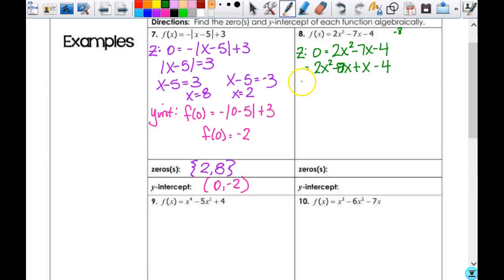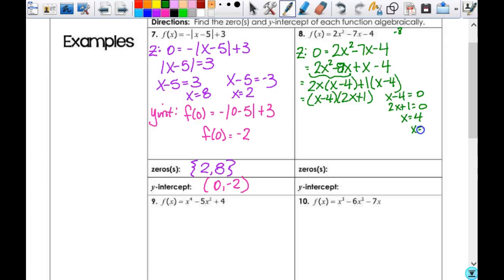So then when I group these, I'm going to get 2x times x minus 4. Then what do I factor out of this? No, I do. What do I factor out? A 1. And you normally don't factor out a 1. 1's normally something we ignore, but in this case, it needs to be there or we can't go any farther than that. So then that gives me x minus 4 times 2x plus 1. So I set x minus 4 equal to 0 and 2x plus 1 equal to 0. So I get x equals 4 and x equals what? Negative 1/2.